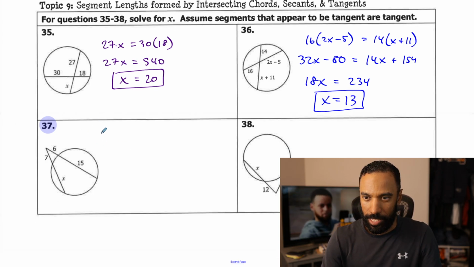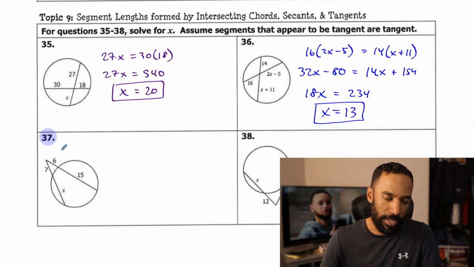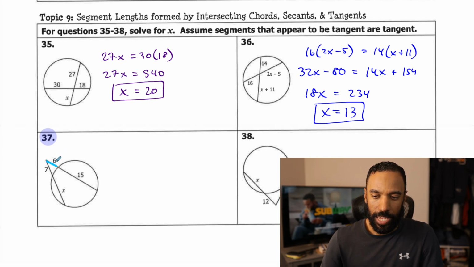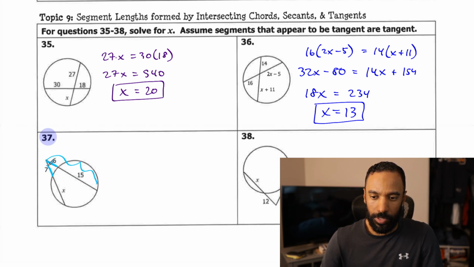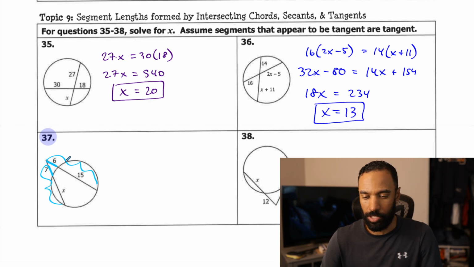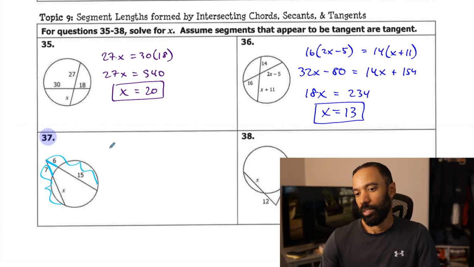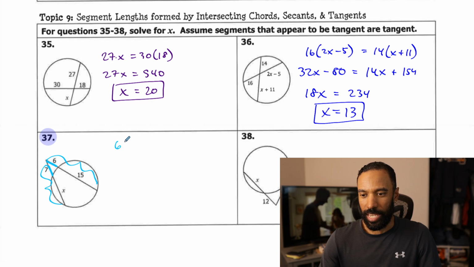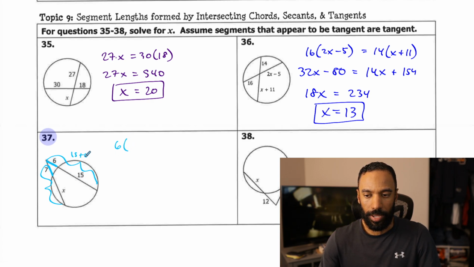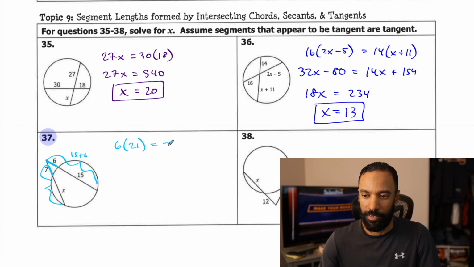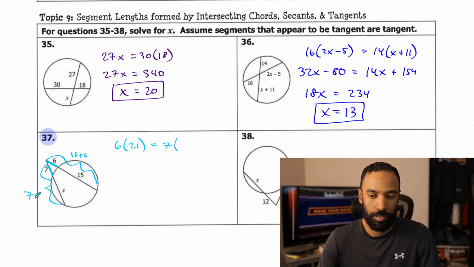This is not intersecting inside of here. This one, here's how I say the formula. Outside times the whole equals outside times the whole. This will be the case of all those intersecting outside of it. So outside is 6. The whole is not 15. The whole is 15 plus 6. Right? Both those added together. So 21. Equals, now this outside is 7. And the whole is 7 plus x. How about x plus 7? X plus 7.